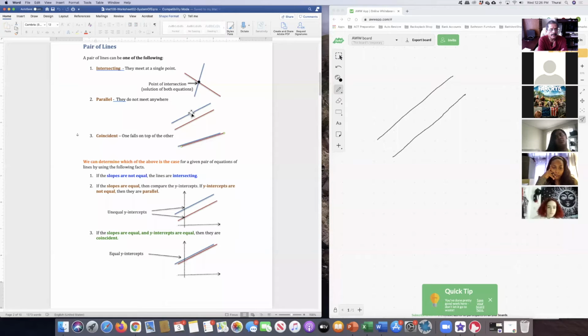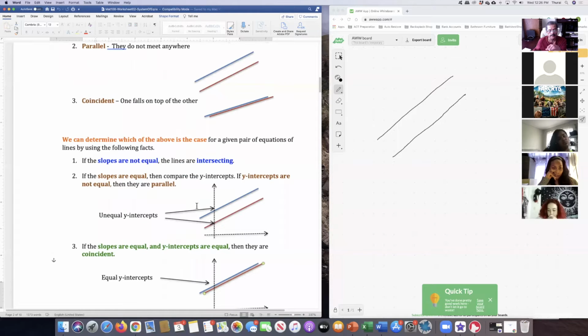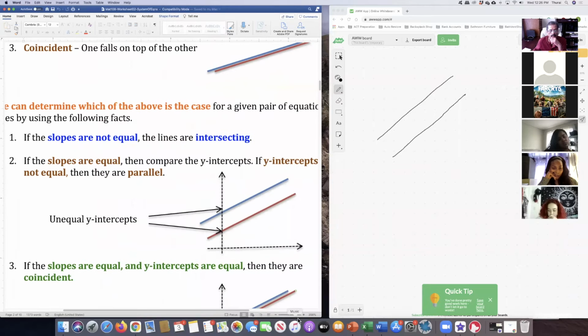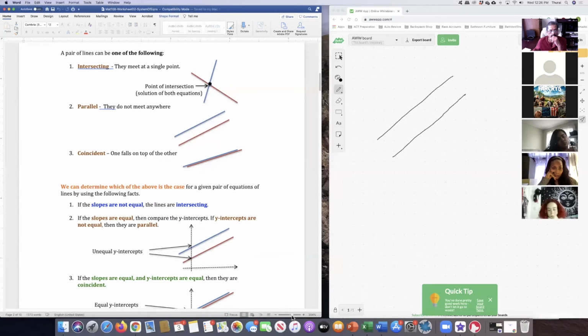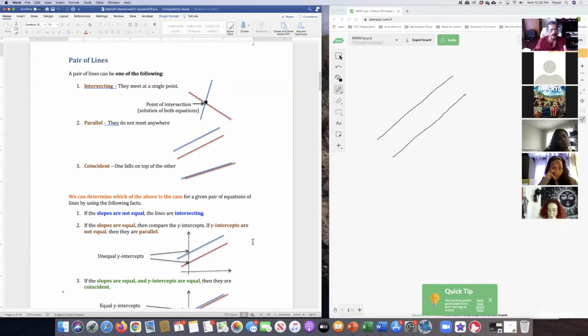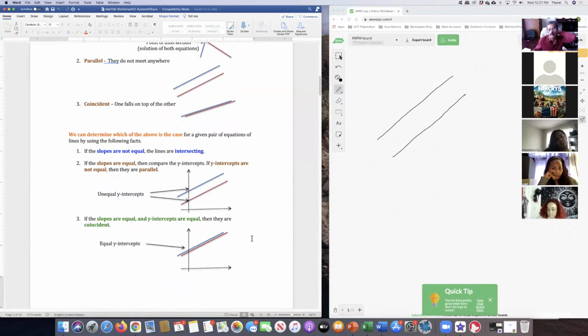Then you need to look at the y-intercept. We know how to find slope and y-intercept for both. If the two lines are coincident, then the y-intercept will also be equal, right? The lines are coincident, one falls on top of the other, so they will meet the y-axis at the same point. But if the lines are parallel, then the slopes are equal but the y-intercepts will be different. So that means two things to look at, slope and y-intercept. If the slopes are not equal, then immediately you can conclude that they're intersecting, right?